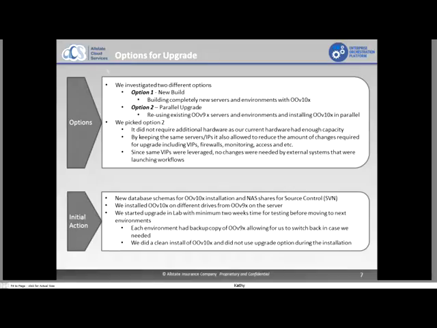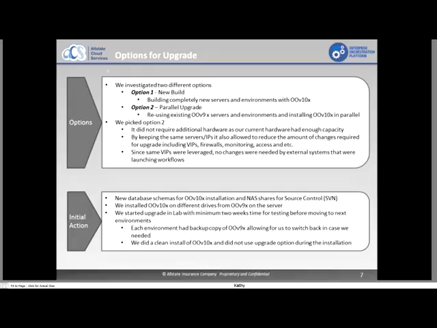So as a prerequisite for the upgrade, we requested new database schemas for the 10 installation and new NAS shares for source control for SCM. As far as the installation itself, we installed 10 on different drives, on the same boxes, different drives from 9, which enabled us to reuse existing VIPs with minimal changes.